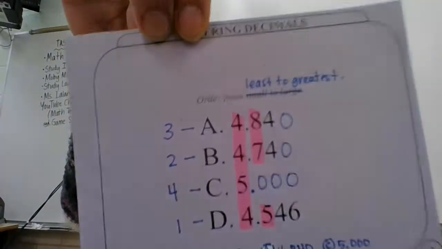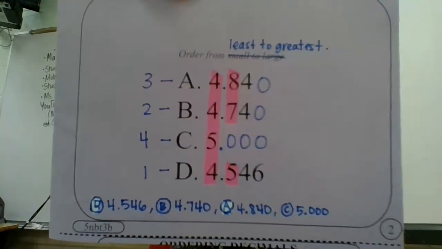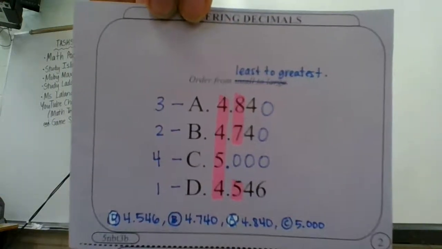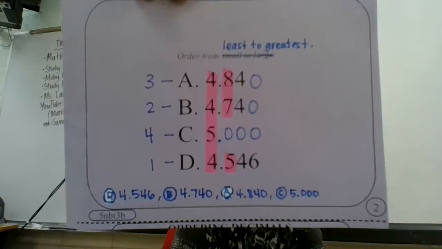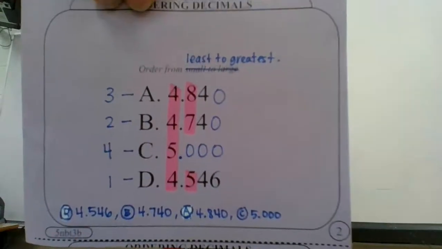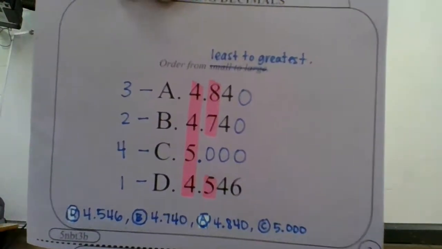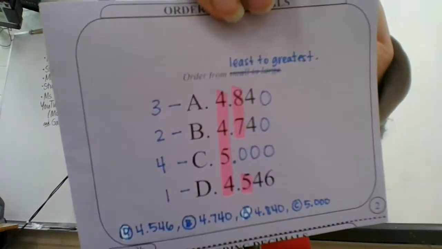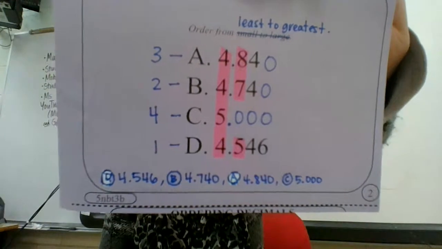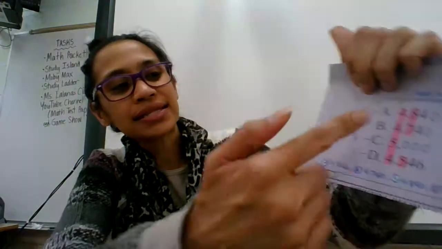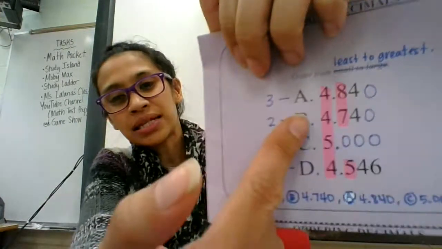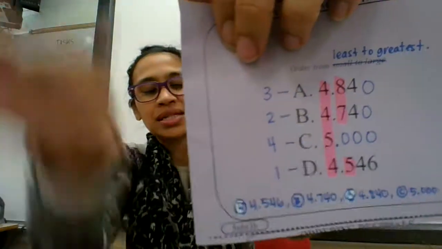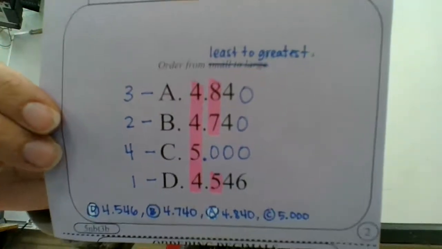first we have D, 4 and 546 thousandths. Then we have B, 4 and 7400ths, or 4 and 740 thousandths. Then we have number 3, A, 4 and 8400ths, or 4 and 840 thousandths. And last we have C, 5. If you notice, I highlighted the whole number. Since the 4s were the same, then I just looked at the 10th place, and the ones that had 4 as a whole number. All right, who got the point for that one?